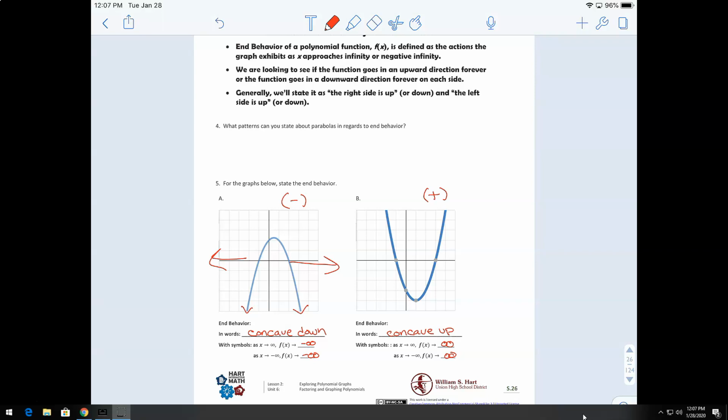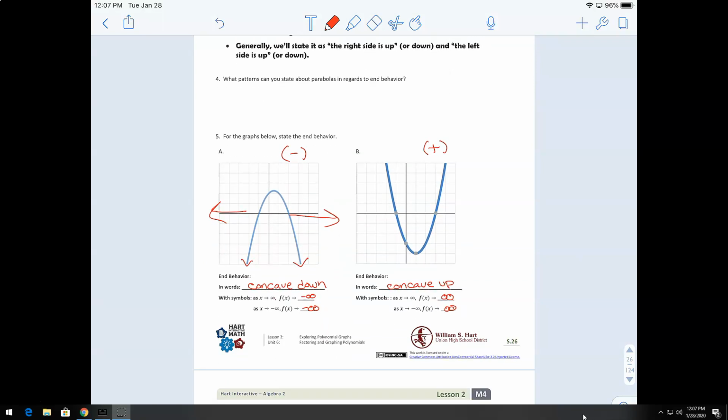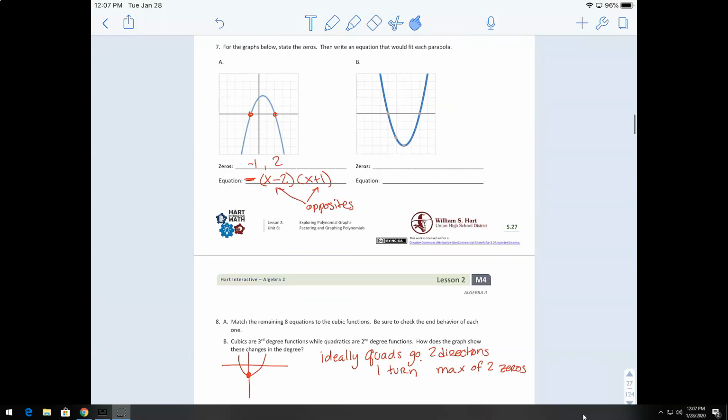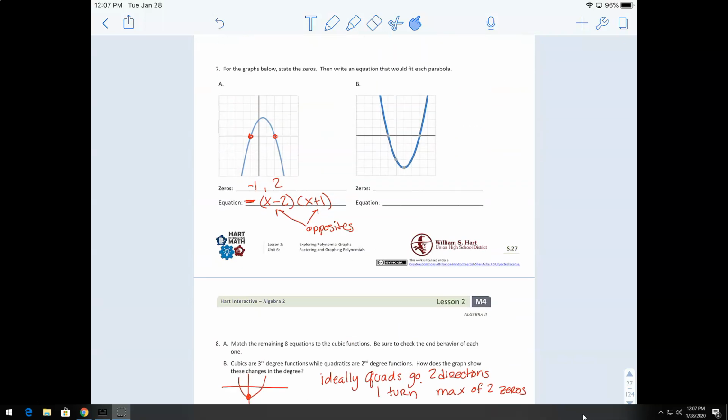Everything you did here, I want you to tell me about the patterns. Restate. Everything you did here, I want you to go and restate. How are the zeros related? You should have done B. If you didn't, pause and do B now.